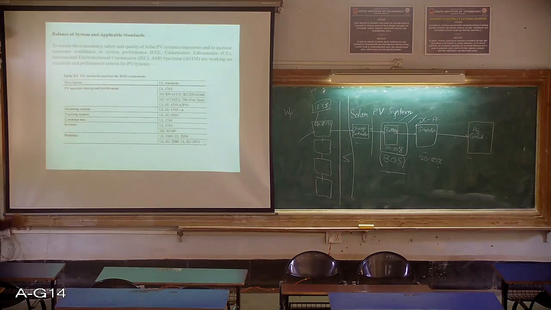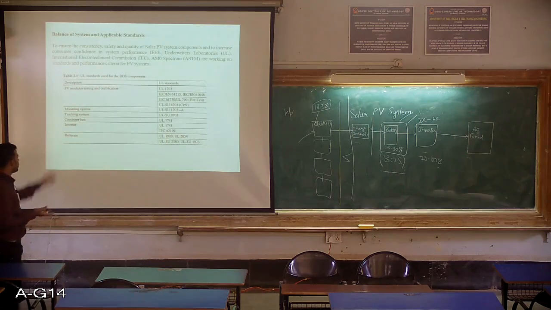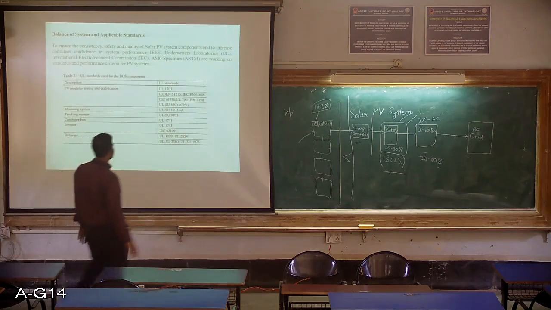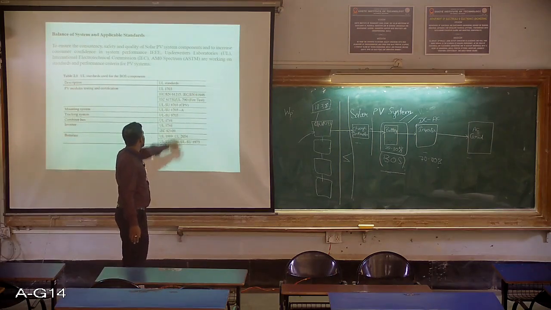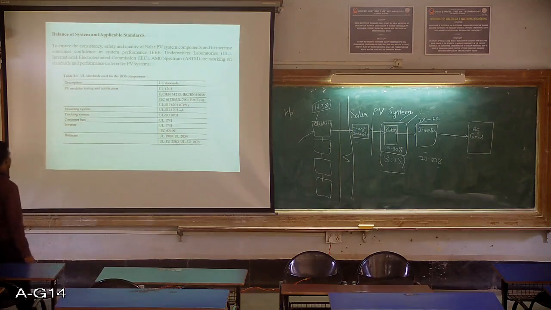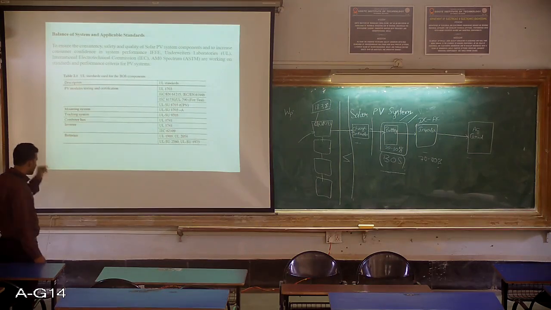So whenever we install, we should check the certification standards, or the certification mentioned in the specification, against the standards. Second is the mounting system. For the mounting system we should refer to the UL 1703 standards. UL means Underwriters Laboratories. And for the tracking system, I will explain in the next slide.